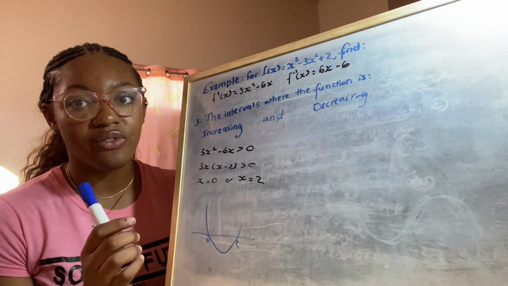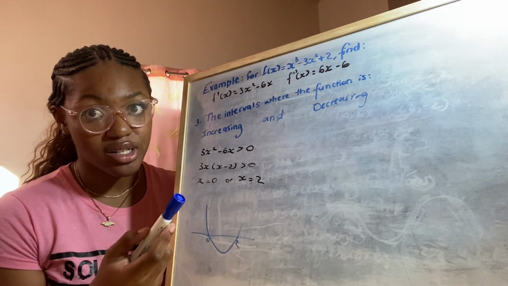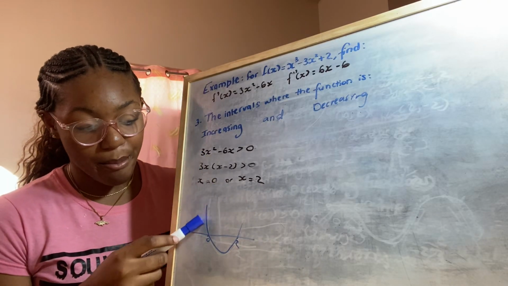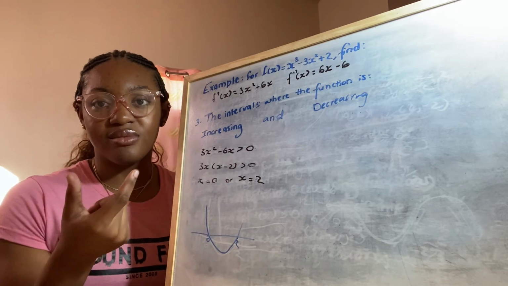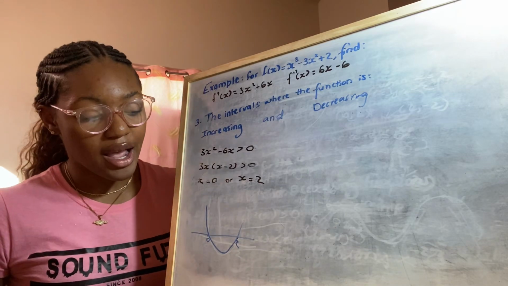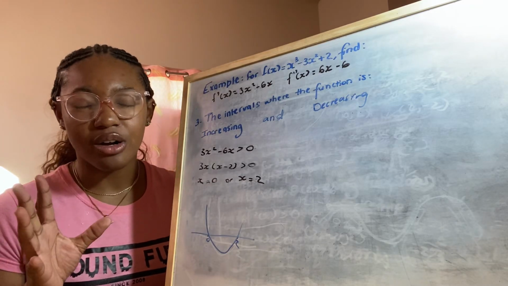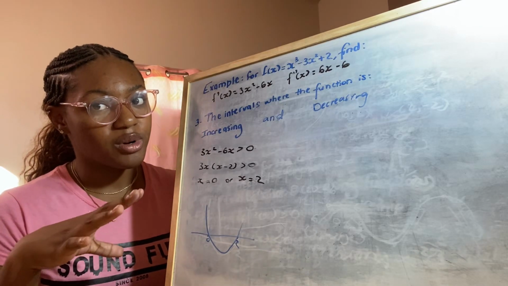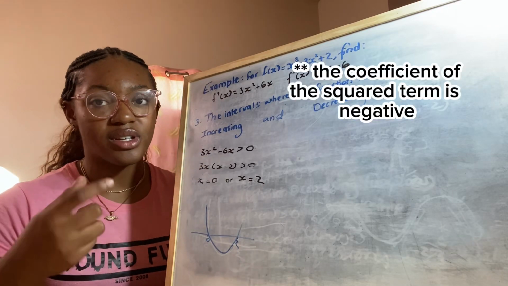Since the coefficient of the squared term is 3, which is positive, we're going to have a minimum curve. A minimum curve is basically like a smile. If it's a maximum curve, that means the squared term is negative, so it's going to be like a frown.